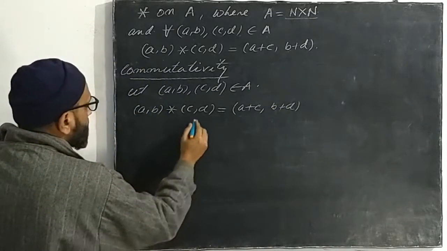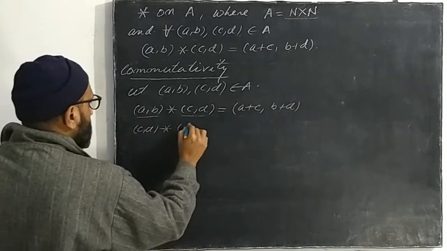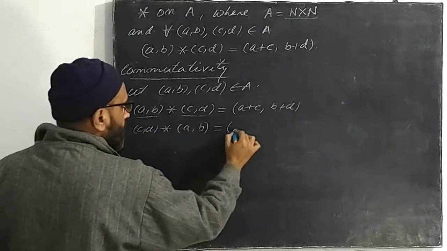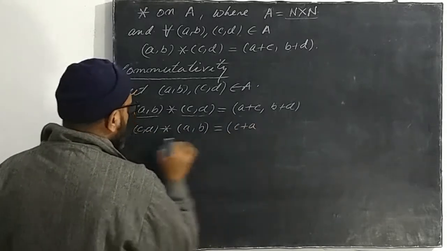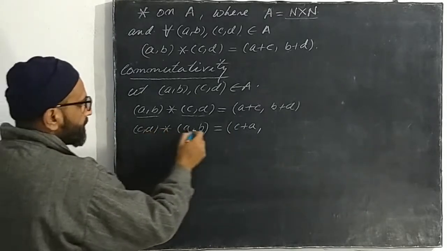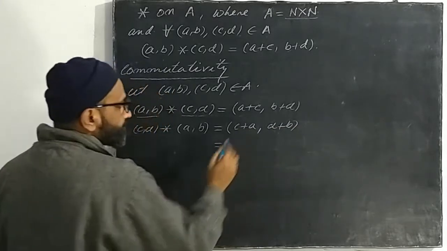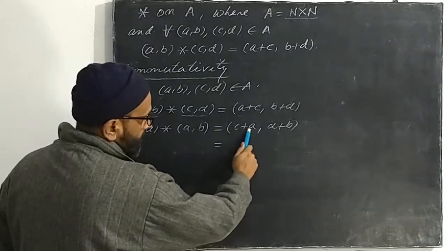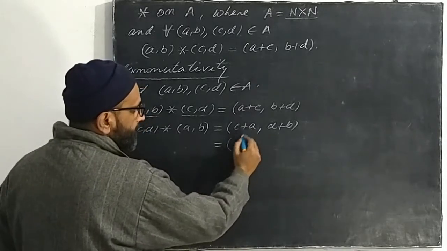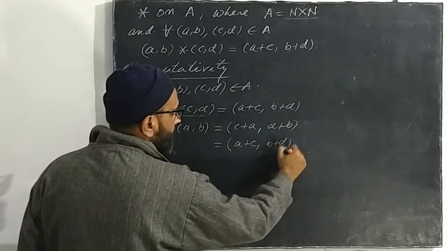Now let's check the commutativity. Now interchange these two ordered pairs. We have (c, d) star (a, b). According to the definition, the elements in the ordered pairs should be added. So we get first plus first, c plus a, and the second element is the sum of second elements, d plus b. As you see, c plus a is the sum of two natural numbers, and the sum of two natural numbers is always commutative. So c plus a may also be written as a plus c. In the same way, d plus b may also be written as b plus d.